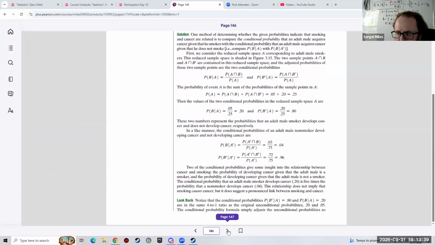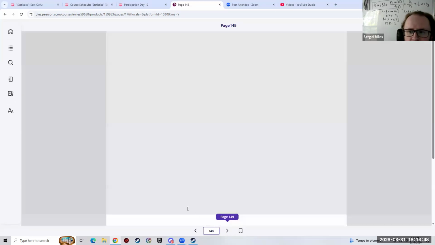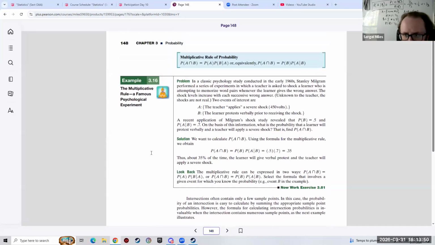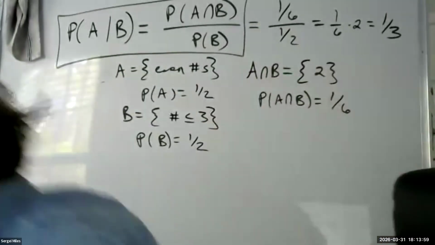So this wraps up section 3.5. What we next want to look at is 3.6. This is a section dedicated to what is called the multiplicative rule. How does this rule work? First, let me go to the whiteboard. I'm going to turn off the screen share, and we'll go back to the board.